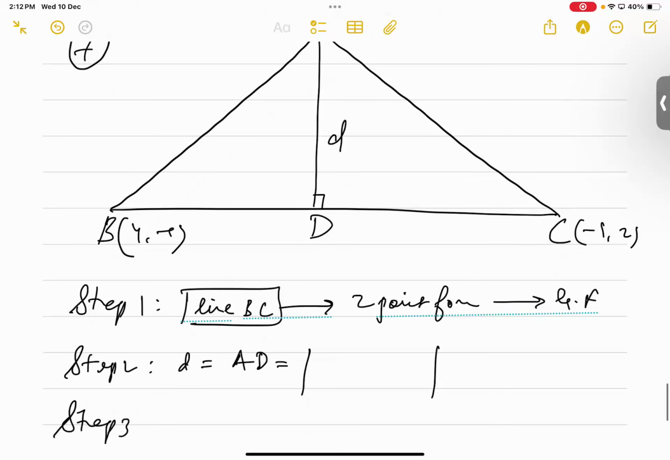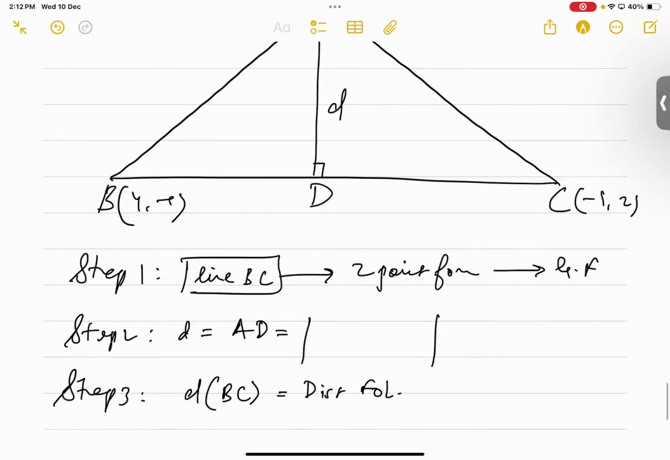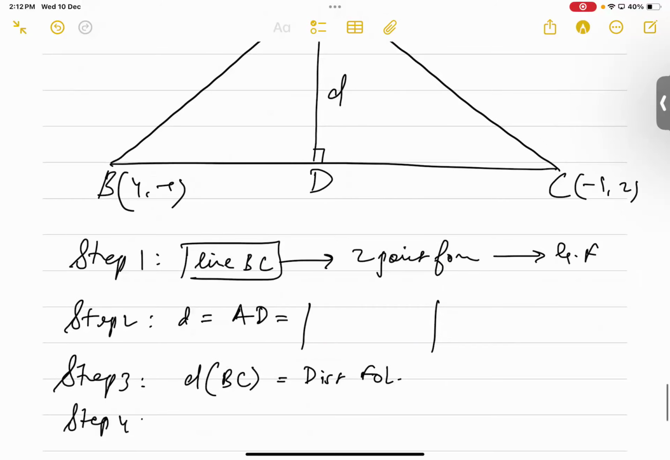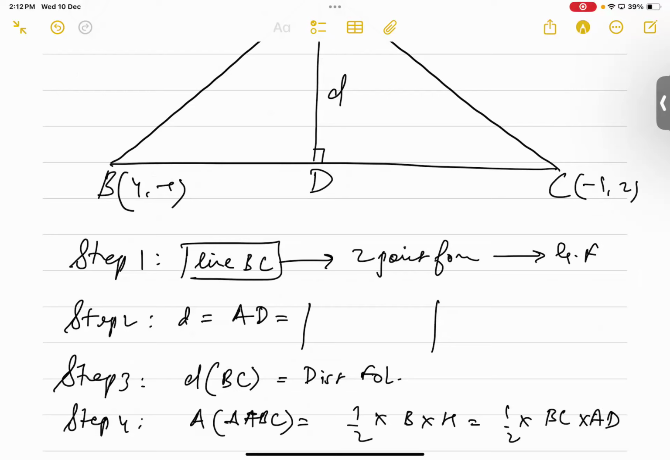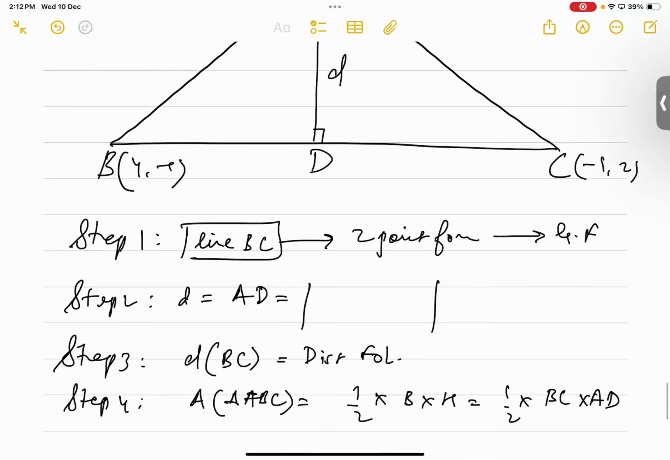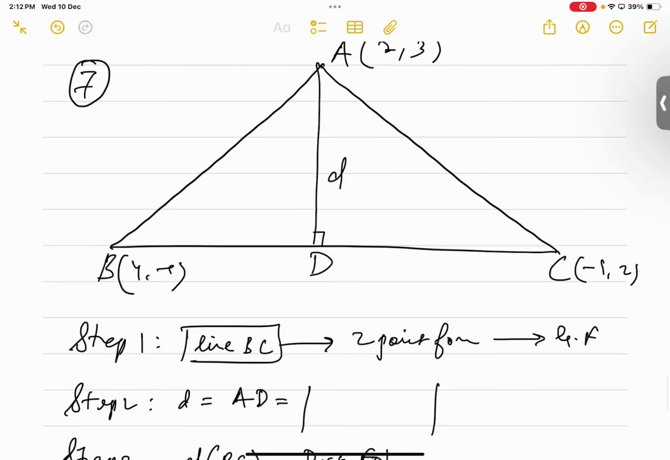Step number 3. Find out distance BC. How to find out distance BC? Distance formula. Step number 4. Area of triangle ABC is half into base into height. So what is the base? BC, distance BC. And what is the height? AD. So AD we have already calculated. So I've given you the steps. You can just copy the steps. You can solve the problem at home.